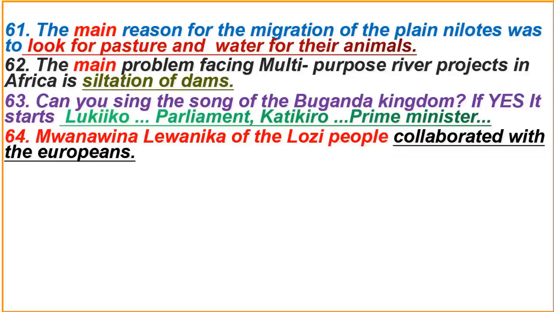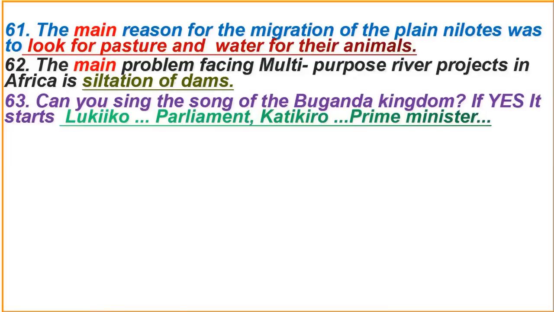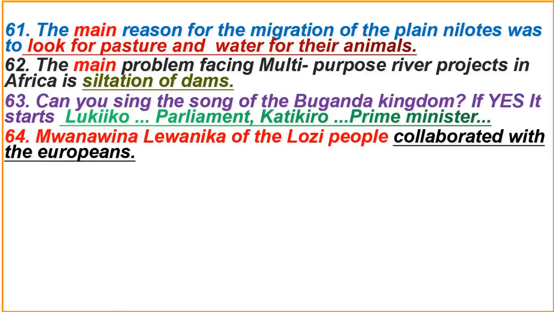All right. Number 64. Mwanawina Lewanika of the Lozi people was a collaborator, so he collaborated with the Europeans.